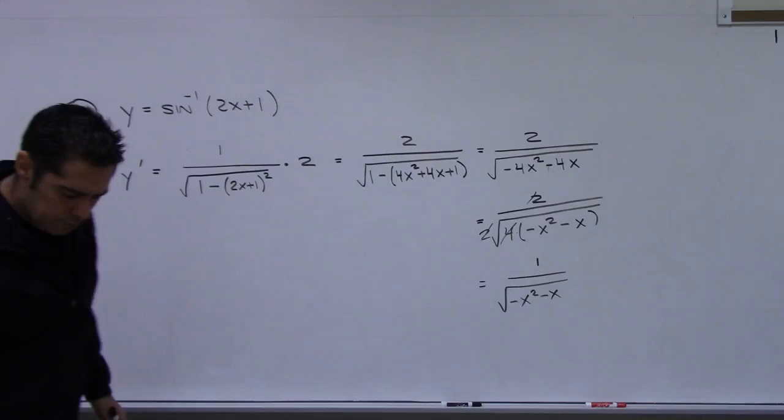Okay, find the derivative of the function, simplify where possible. Number 16, you have y is equal to arctangent of x squared.